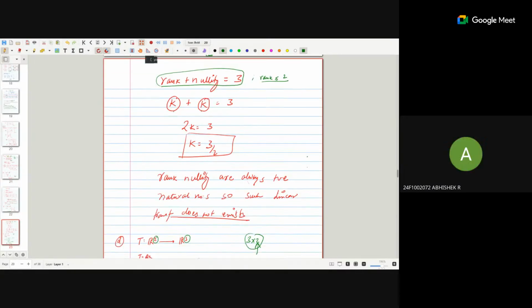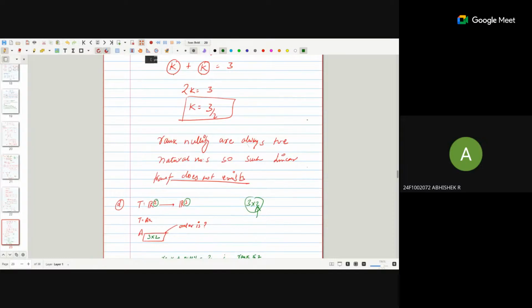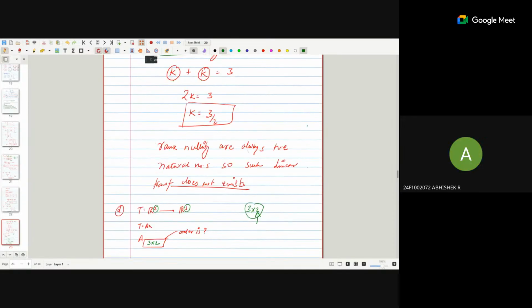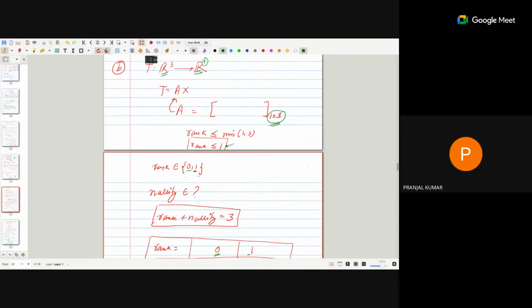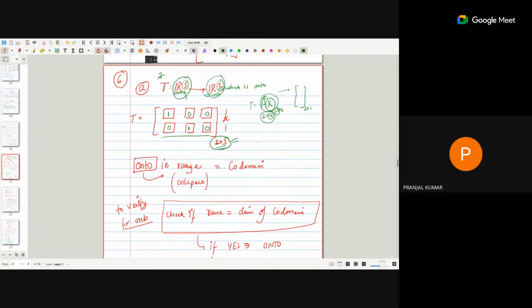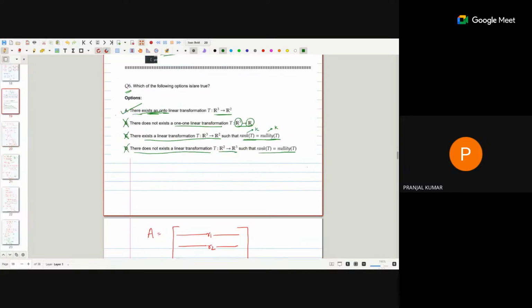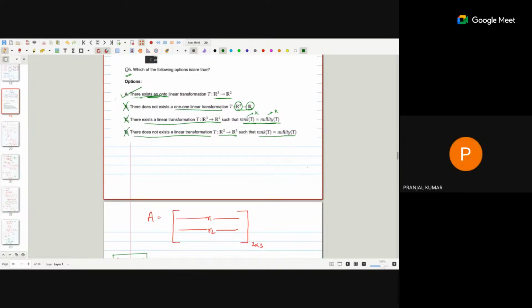Sir, can you explain the B option once again? D option? B. So see, when I was explaining, you should have pointed out at that point of time only, right? So A option, do you say? No, no, B. Just B. B option.